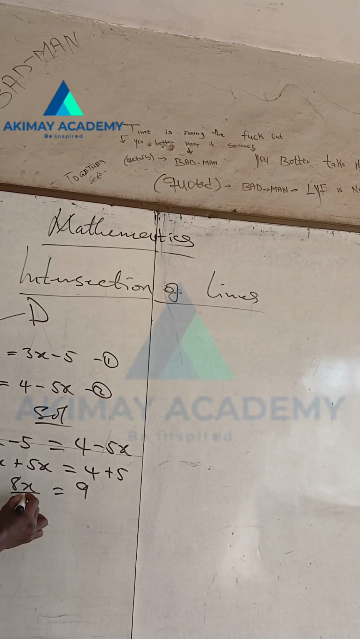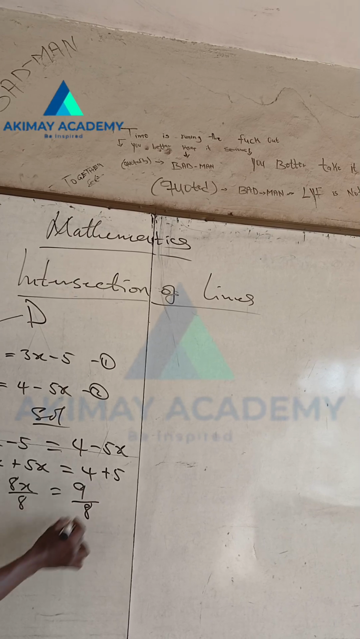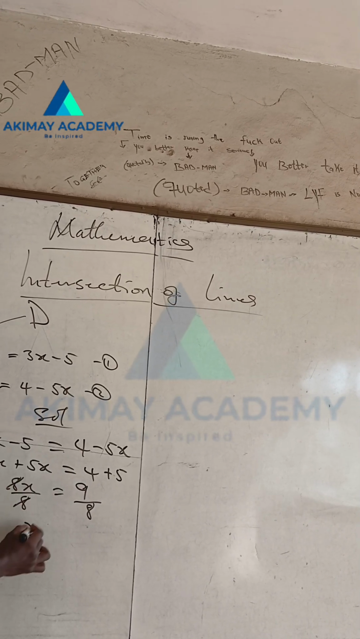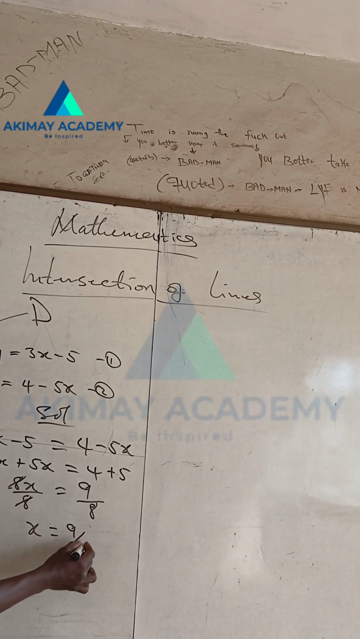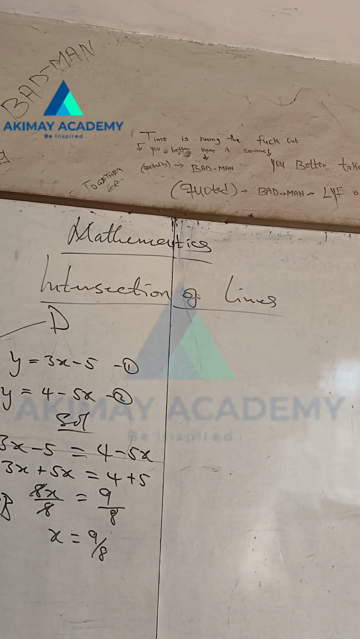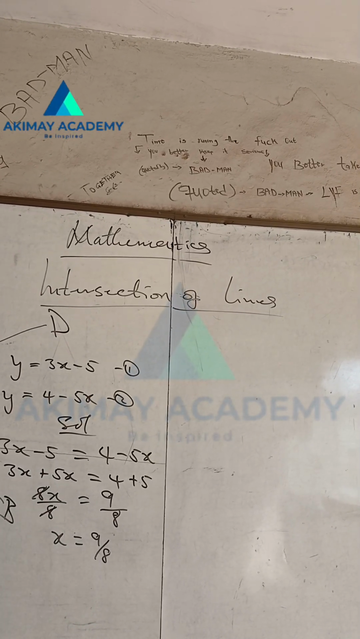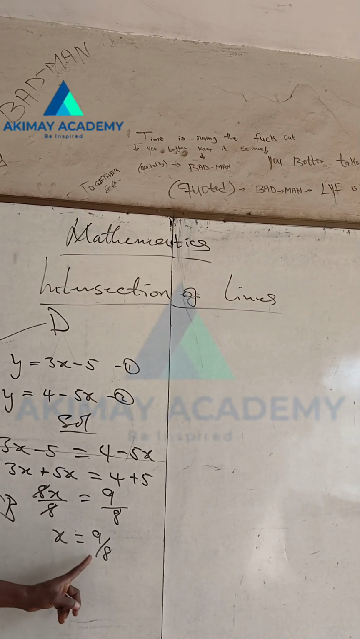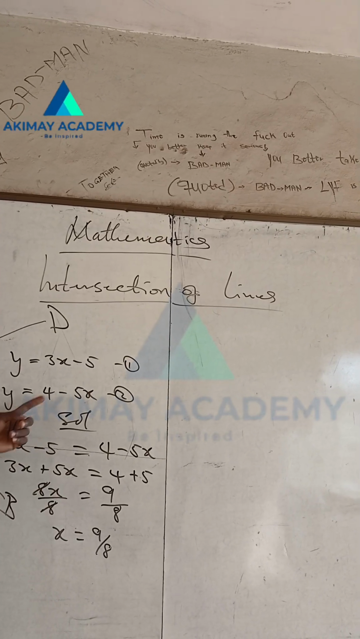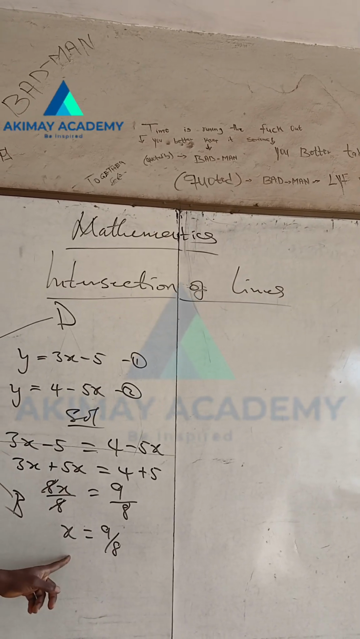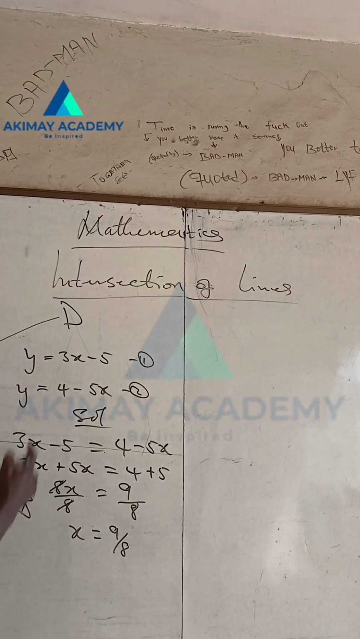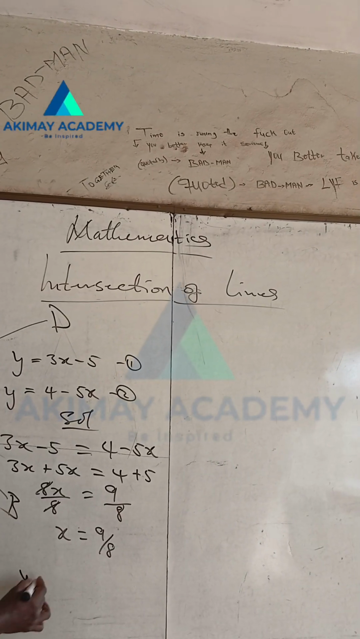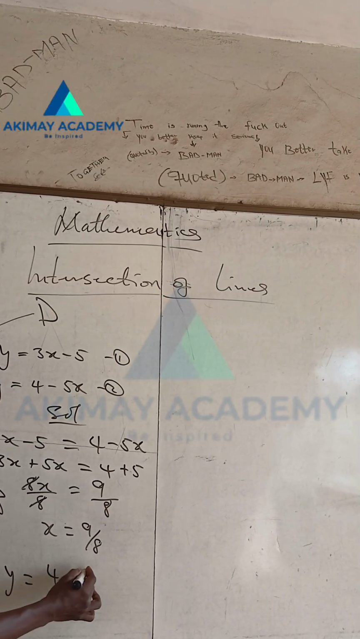Then we divide this up by 8, here by 8. This will cancel this one off. Our x is equals to 9 on 8. This is the value of our x. So getting this, we can find our y. We can use any of the equations to find our y. So taking equation 2, we have y equals 4 minus 5x.